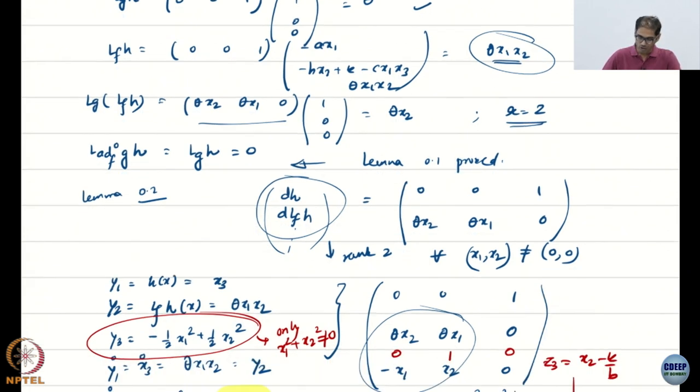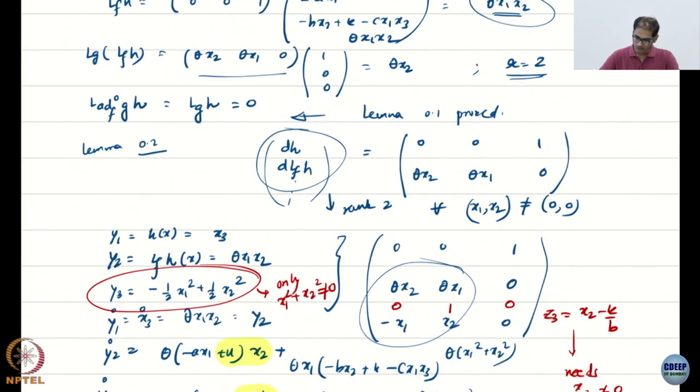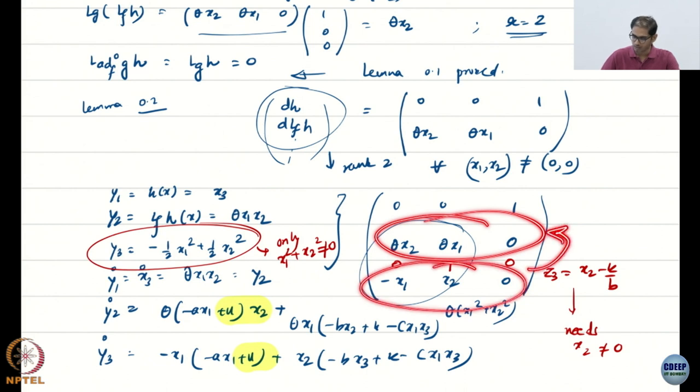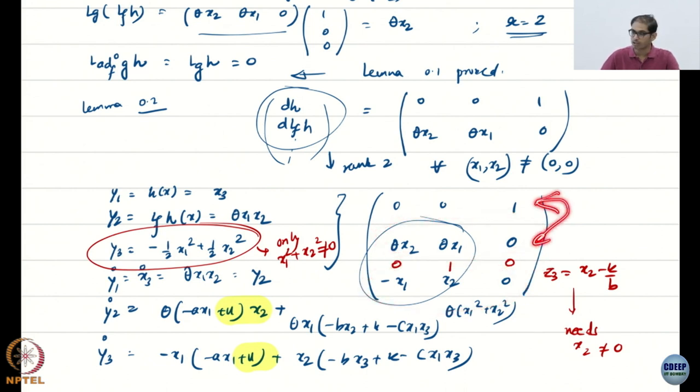Then the way we chose our phi, that is the third coordinate, was just to make sure that I get a full rank Jacobian. And what did I recommend? I just thought I'll make the third row orthogonal to the second row. Because the first and second rows are already orthogonal, notice, because the dot product of first and second is 0 already. So I just made sure that the second and third are orthogonal. To do that, I chose this sort of a y3. Everything looks non-linear. And of course, now I know that if x1, x2 is not equal to 0, 0, then this is a full rank matrix. So I'm good to go. This is a valid new set of coordinates.